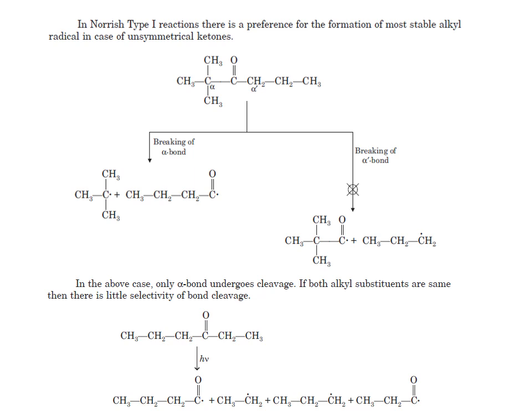In the above case, only the alpha bond will undergo cleavage, because if we consider the stability of both the radicals, then the tertiary radical is more stable. Now, if both the alkyl substituents are the same, then there is little selectivity of bond cleavage. Now here you can see the example of CH3, CH2, CH2, C double bond O, CH2, CH3. One is the propyl radical and one is the ethyl radical that will be produced.